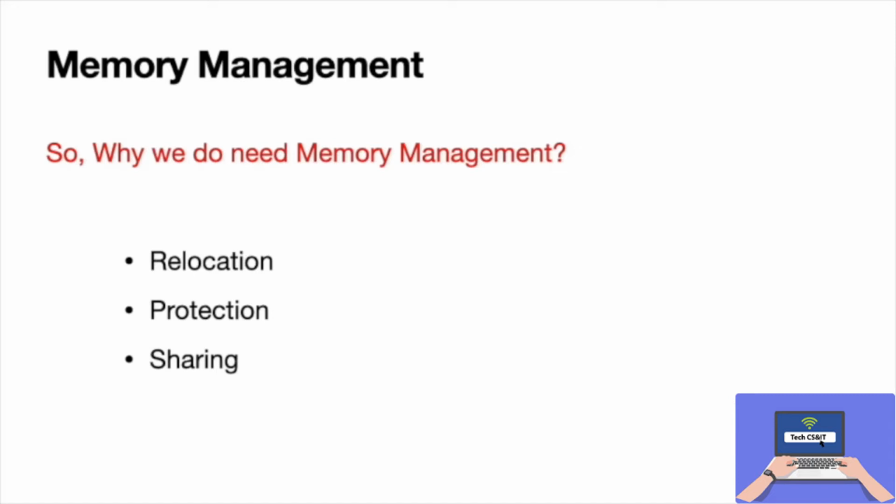Then sharing. When multiple processes run in the main memory, it is required to have a protection mechanism that must allow several processes to access the same portion of the memory, allowing each process access to the main memory or the identical copy of that. Memory management allows controlled access to the shared memory without compromising the protection.